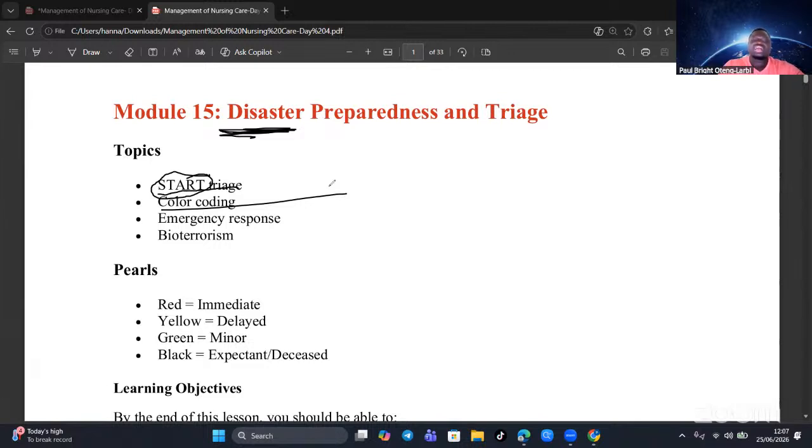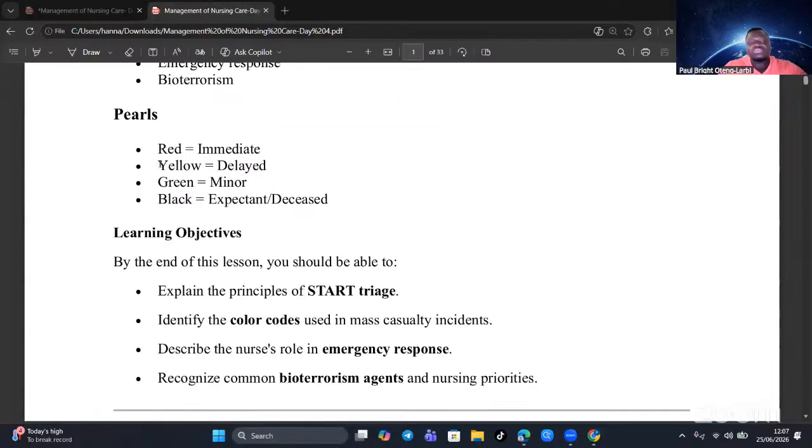Then we have bioterrorism. So these are the things you are going to look at for now. Red is immediate. Immediate, red.